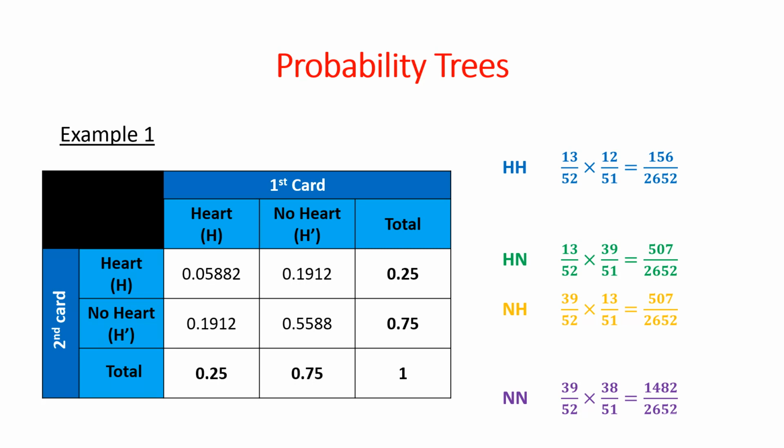Right, so that's basically how you take a probability tree and convert it to a two-way table.